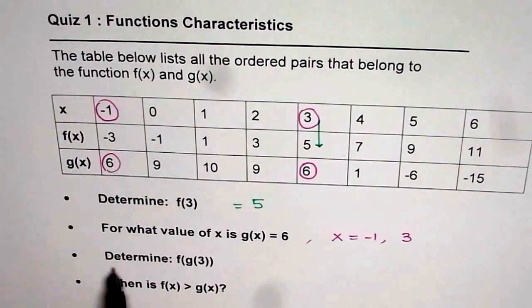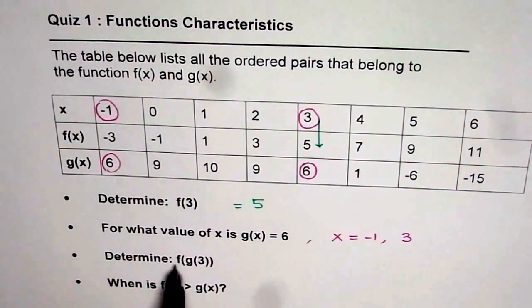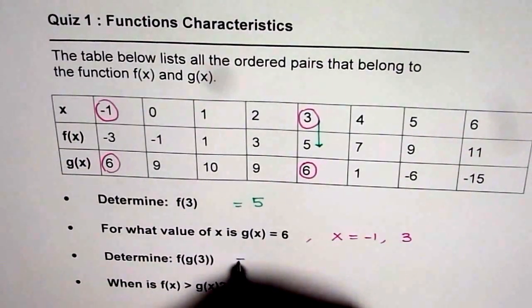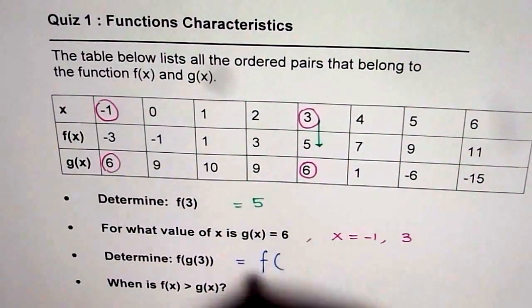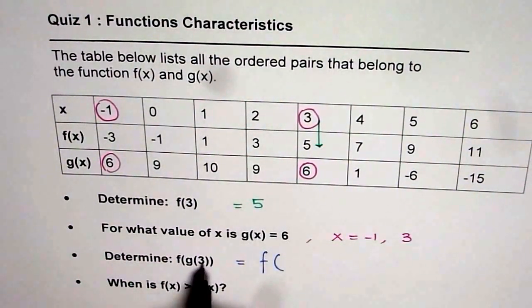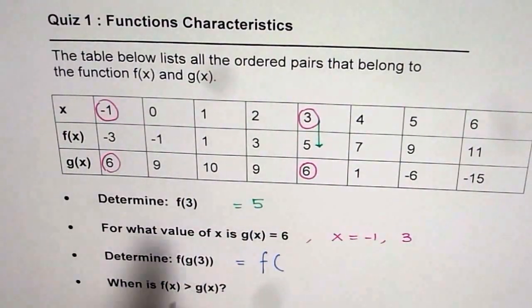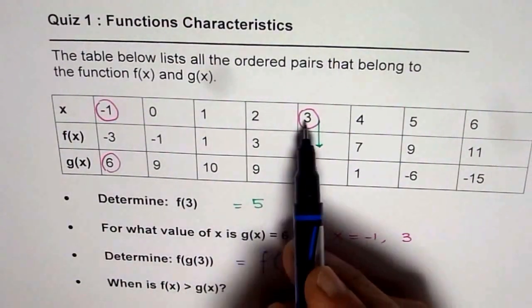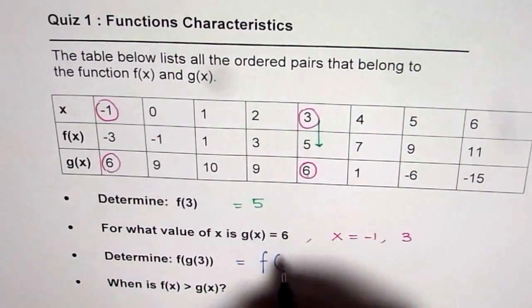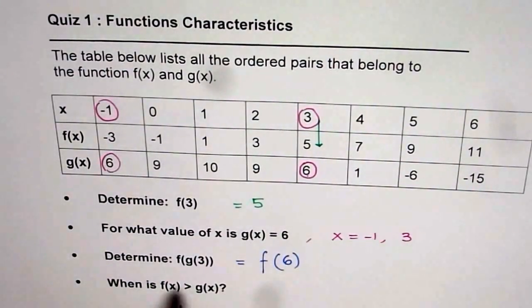Now the next question is, determine f of g of 3. So it is a function of a function. So we are saying f of g of 3. So basically you could write f of, find what is g of 3. g of 3 means the value of g of x when x is 3. So when x is 3, g of x is 6. So we get f of 6 here. Do you see that? Because g of 3 is 6.